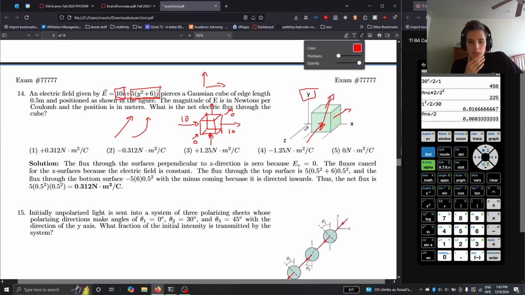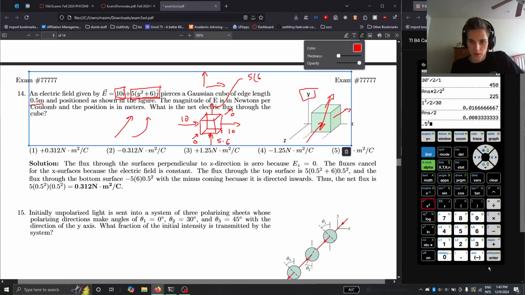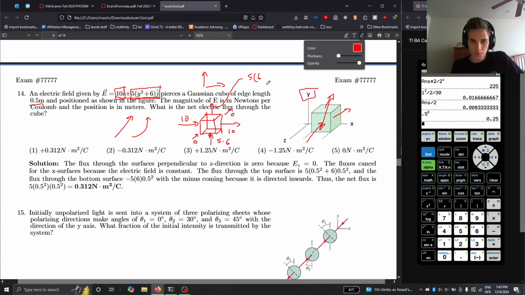In this bottom face, Y equals 0. So we have a 5 times 6 electric field in that direction. Here we know the cube is of edge length 0.5, so we'd have 5, 6, 0.5 squared, 0.25, 6.25 is the total stuff there. And if we subtract these two, it would just be 5 times 0.25 for the difference there.